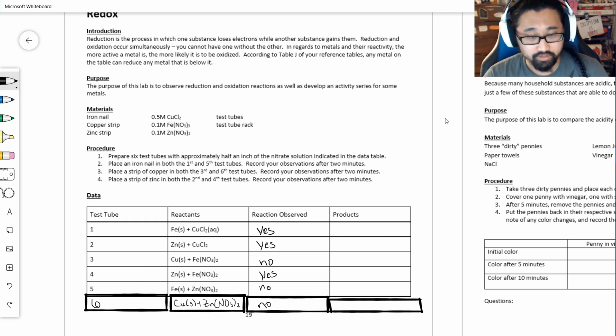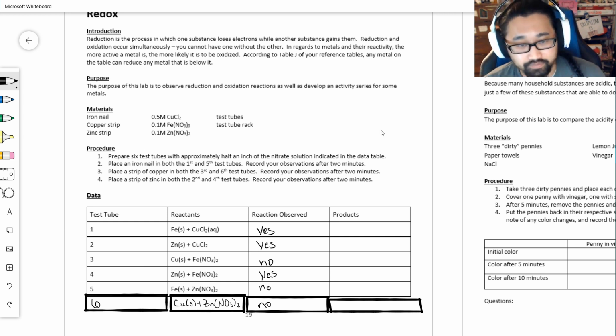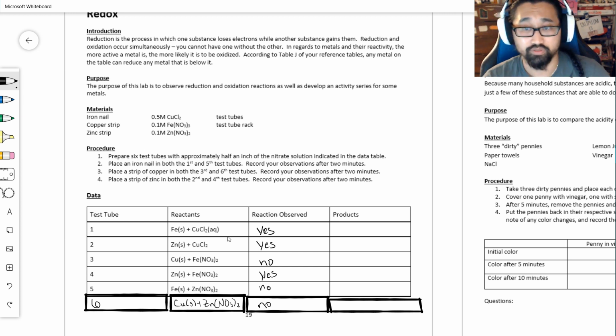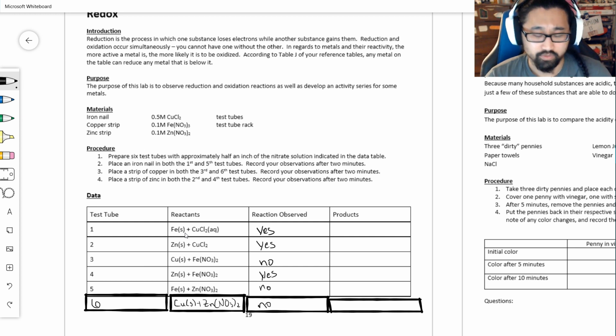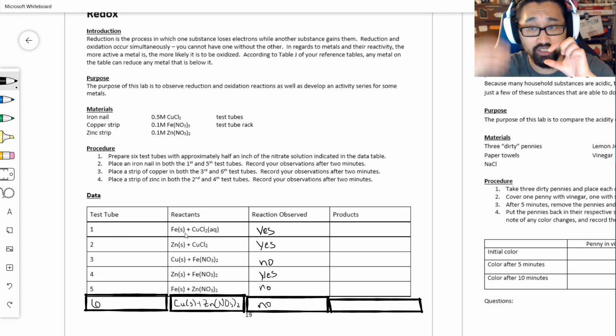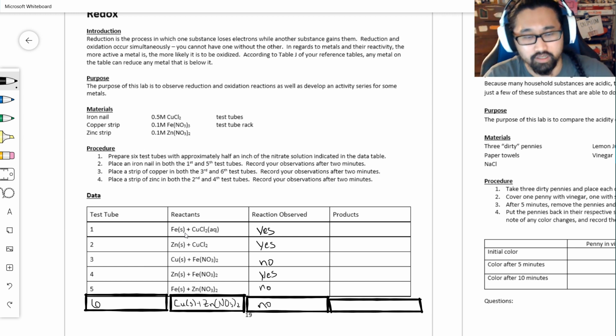For one, CuCl2, this copper 2 chloride, was a blue solution, and the Fe, which is iron, we just used a nail. So I took a test tube, had the blue solution in it, dropped the nail into it, and the very bottom of the nail became this kind of rusted out color. Right? So there was a very clear color change.